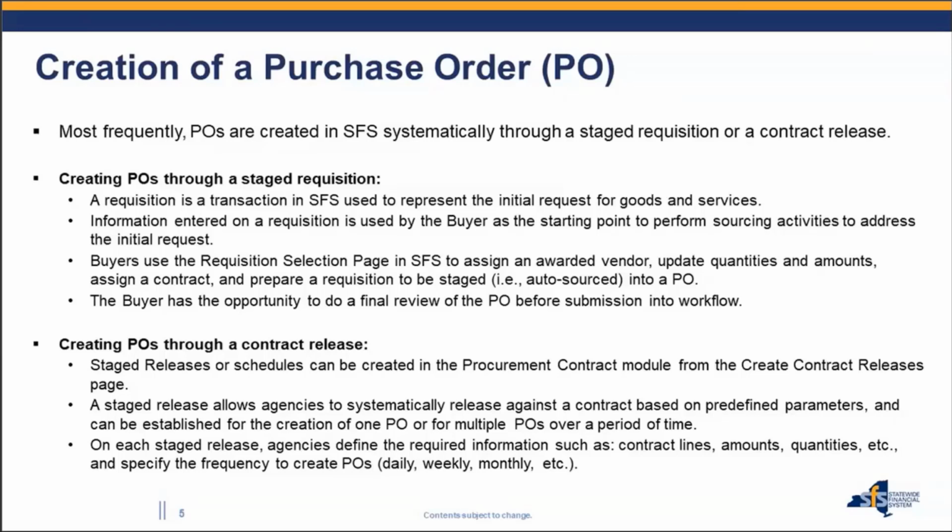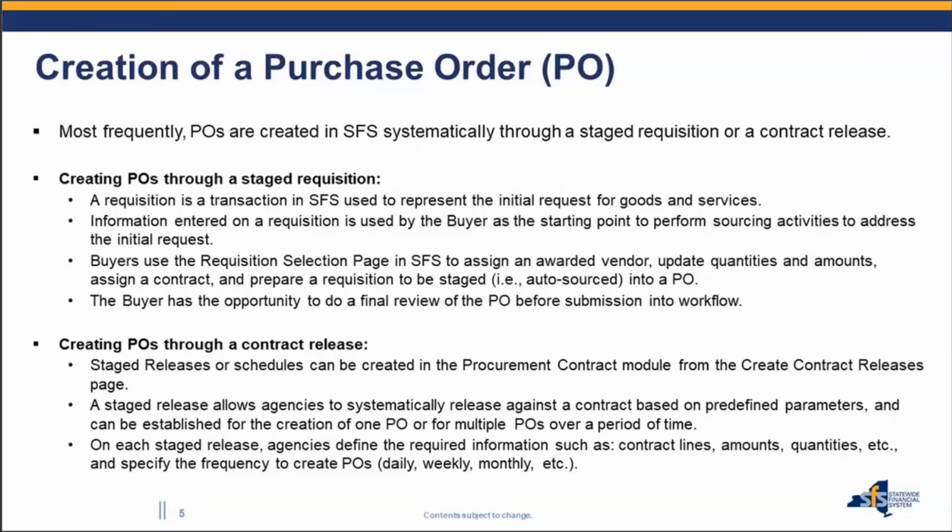Systematically speaking, buyers use the requisition selection page in SFS to review the requisition, assign a vendor, update quantities and amounts as needed, assign a contract if applicable, and basically prepare the requisition to be staged or auto-sourced into a purchase order. The buyer has the opportunity to do a final review and refinement of the PO before submission into workflow. So using this route, which happens most frequently, the information that's entered on the requisition is used as the starting point towards creating the purchase order.